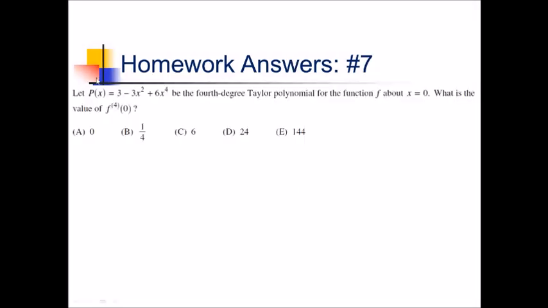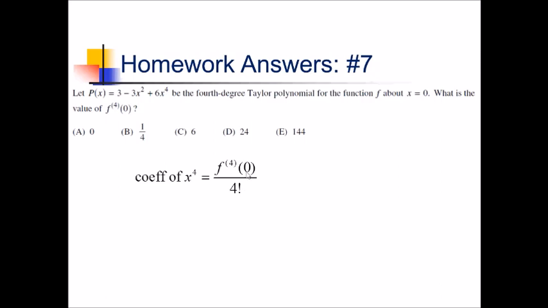For number 10, p is some polynomial that's the 4th degree Taylor polynomial for some function about 0. We want the value of the 4th derivative at 0 for that function that this polynomial represents. Now, this is actually a pretty easy question if you understand how this polynomial was built. The 4th degree term is really just going to be the 4th derivative at 0 over 4 factorial times x to the 4th. So our coefficient of x to the 4th is just the derivative we're looking for divided by 4 factorial. That's how these Maclaurin series are built.